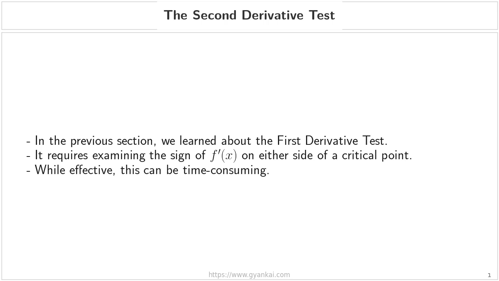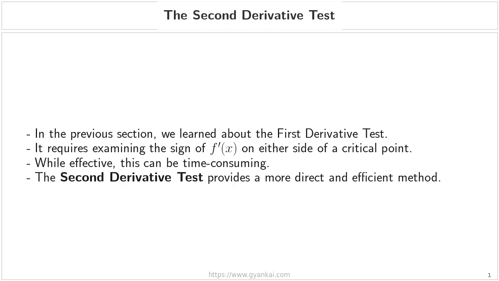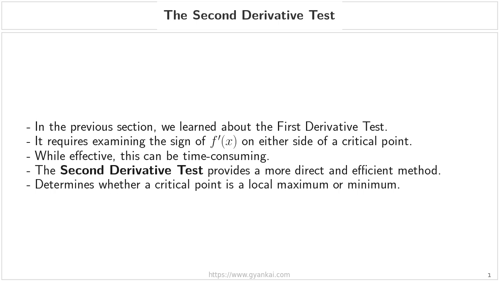While this approach is certainly effective and reliable, it can be quite time-consuming, especially when dealing with complex functions or multiple critical points. This is why we introduce the second derivative test. It provides us with a more direct and efficient method to achieve the same goal. Essentially, this test allows us to determine whether a critical point is a local maximum or a local minimum, without having to check intervals on either side.